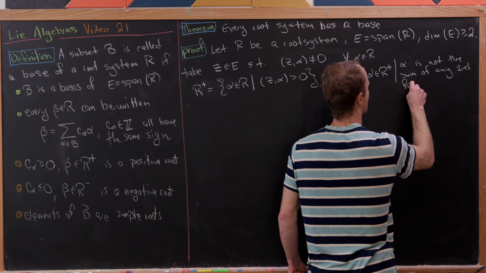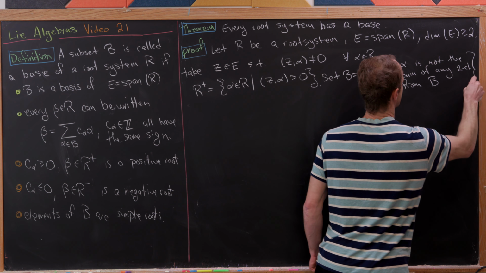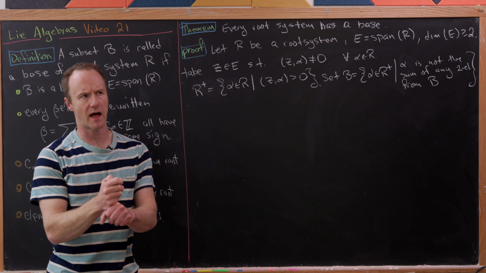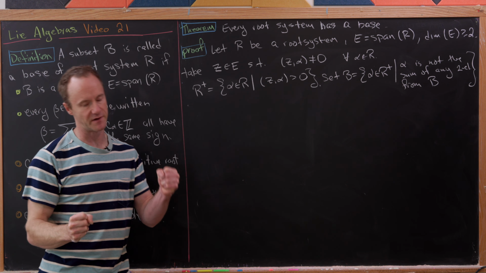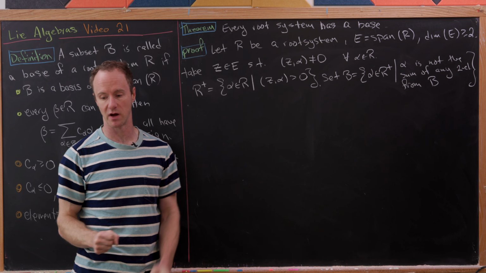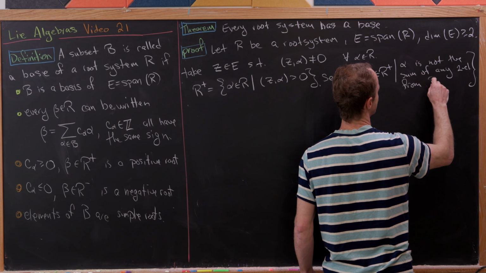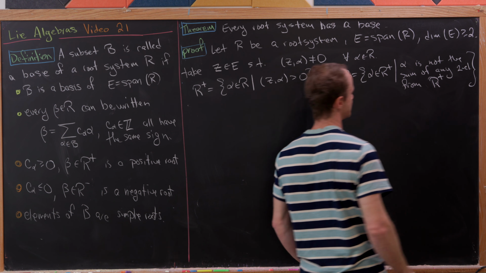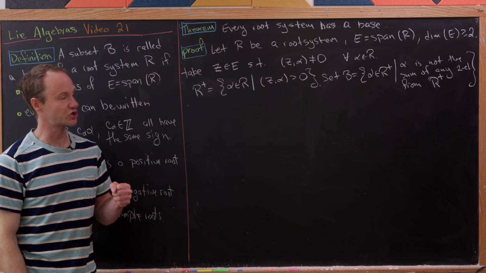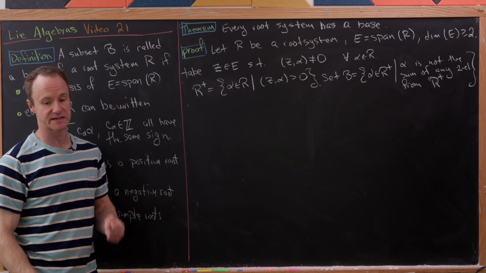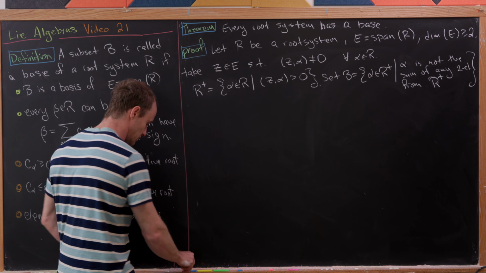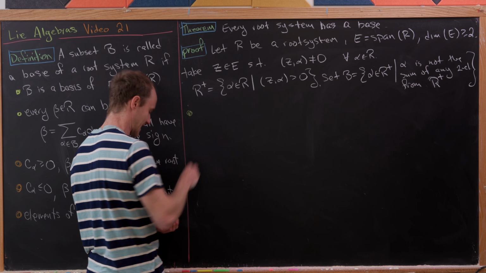elements from B. So in other words, you can't decompose alpha into, for instance, beta plus gamma, where beta and gamma are both in R plus, I should say. So this should be from R plus. Okay, so eventually we'll show that B is a base. Okay, so let's get to that.